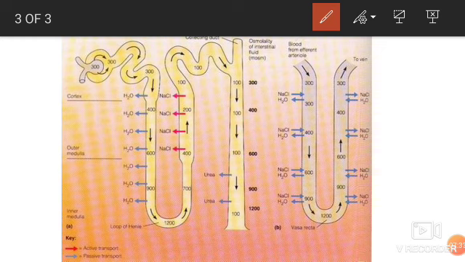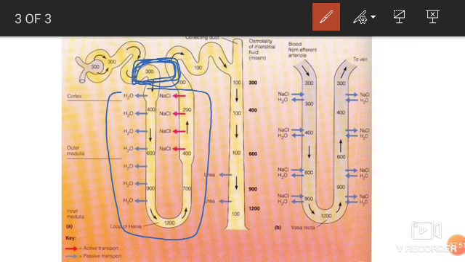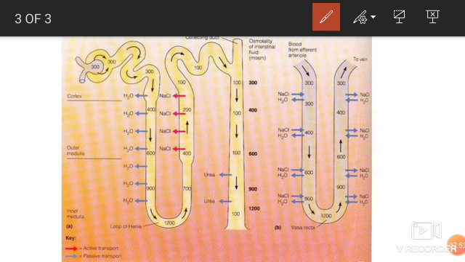Now moving on to the loop of Henle. After coming out of the PCT, the osmolality here we have taken is 300. That is fixed. It cannot be changed. Now in the loop of Henle, there is an ascending limb and a descending limb. This part, because we are going down, is the descending limb, whereas where we are going up is the ascending limb.